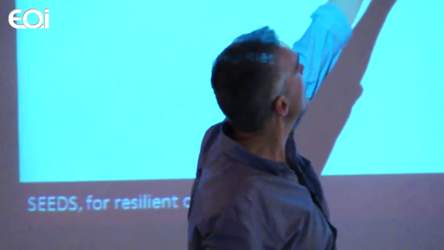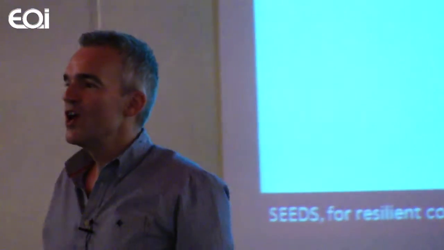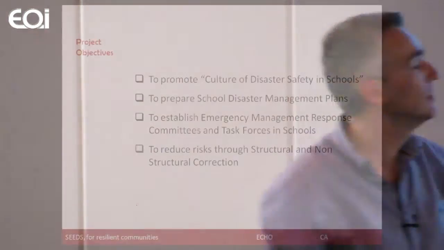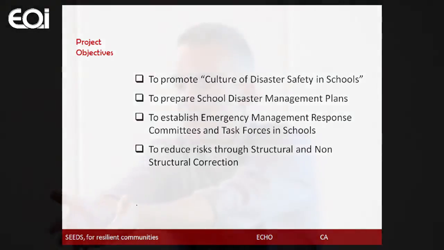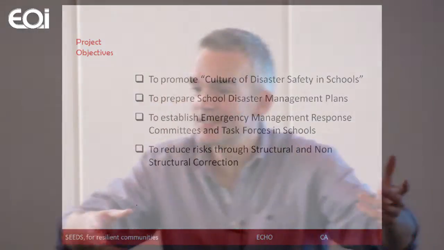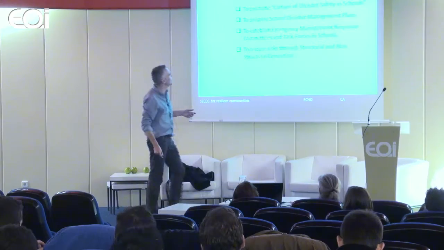To prepare school disaster management plans: where do you put the safety, where do you put the secure things that you might need, the blankets? Who talks to who on the telephone if there's a disaster? To have a plan of action ready. To set up committees and task forces in schools to be responsible. So you would say, who's responsible for fire? It might be you. Who's responsible for blankets and things? It might be you, and you'll have training in that, and you can evacuate people.